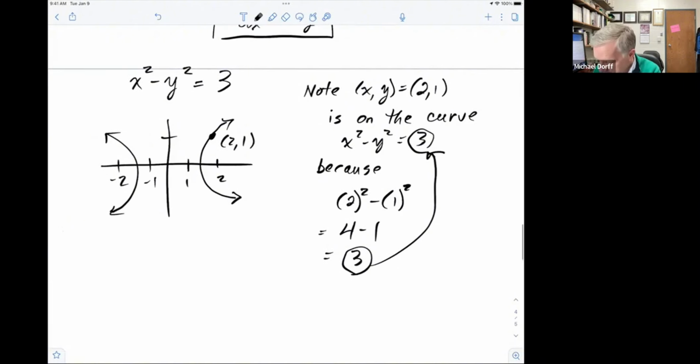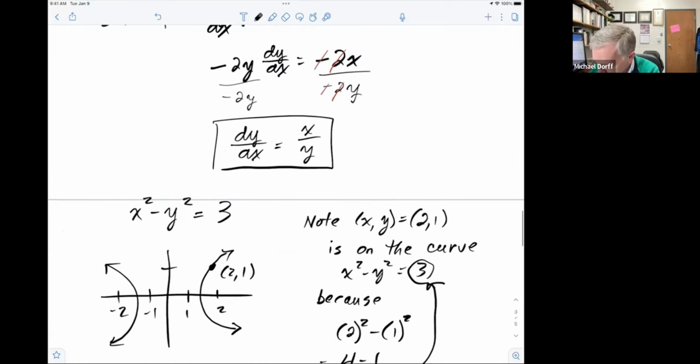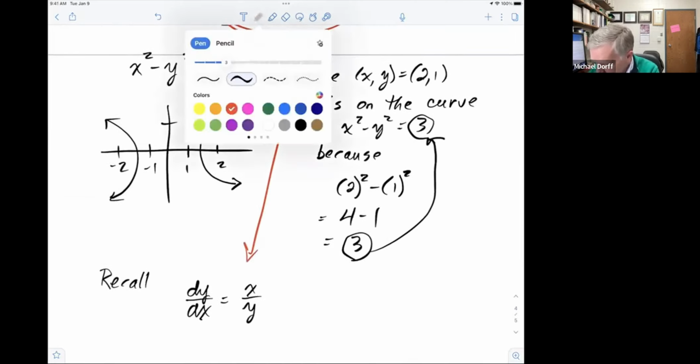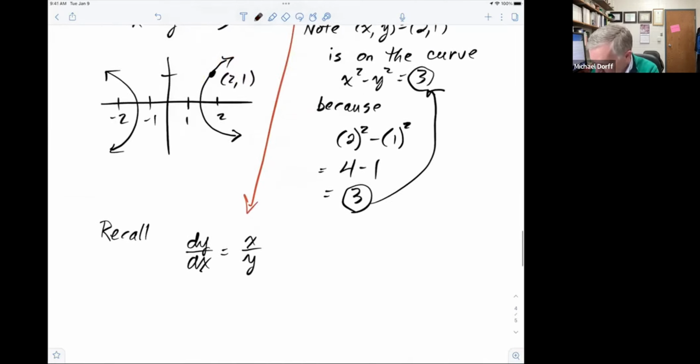So what's the derivative? Recall that we got dy/dx is equal to x over y, right? That's what we got here in red. So we bring that down here. We've got that. And so what's going to be the slope?